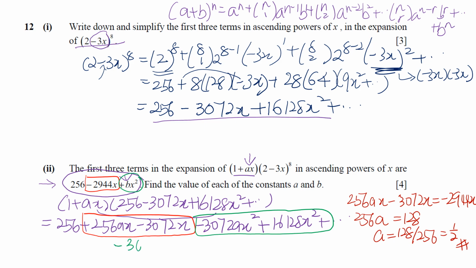And then negative 3072a, so we multiply a with half x squared. I'm going to divide throughout by x squared. Okay, so skip one step there, plus 16128 gives me b. So therefore b would just be negative 3072 times 0.5 plus 16128, and that gives you 14592 for the value of b.